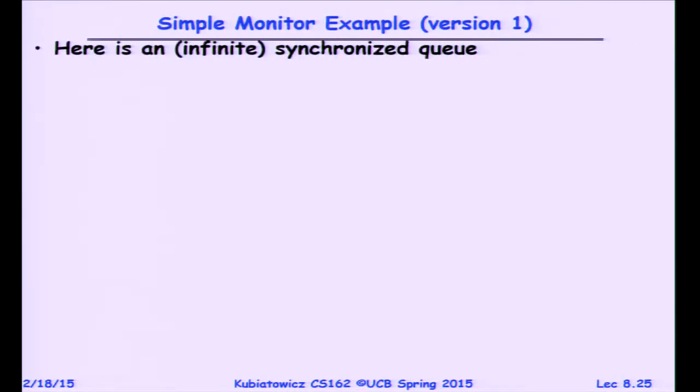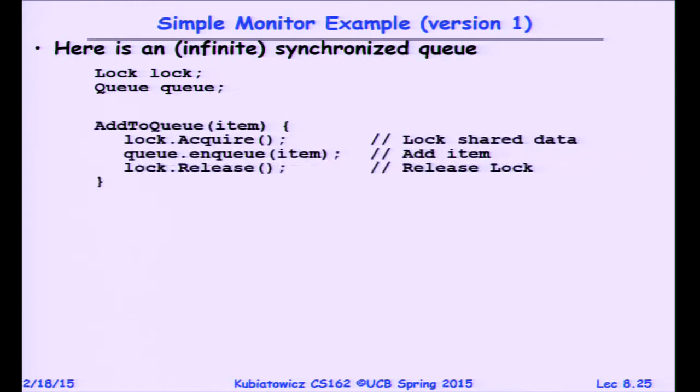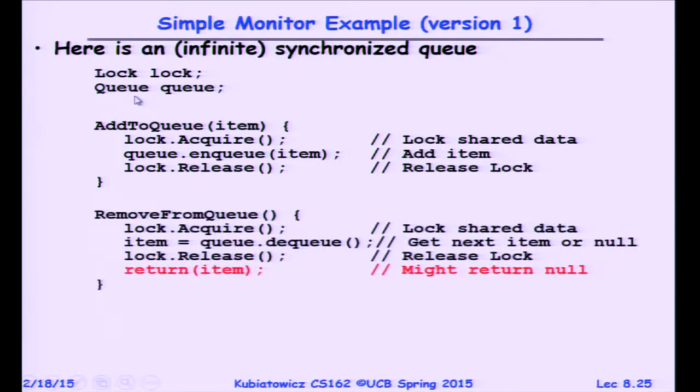Okay, and I want to show you a really simple example of a monitor. So here's an infinitely synchronized queue. And basically it says the following. We add to queue by saying lock.acquire, enqueue the item, lock.release. Okay? And the way we remove from the queue is we grab the lock, we dequeue, we release the lock, and we return the item. And that item could be null if there was nothing to dequeue.